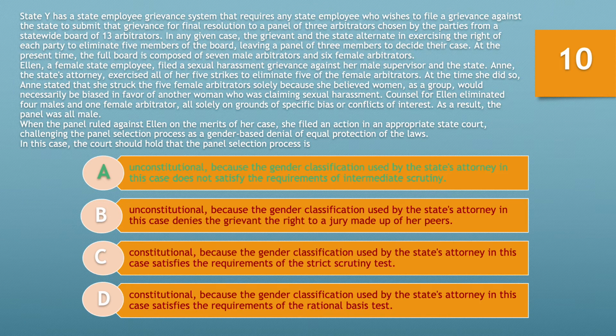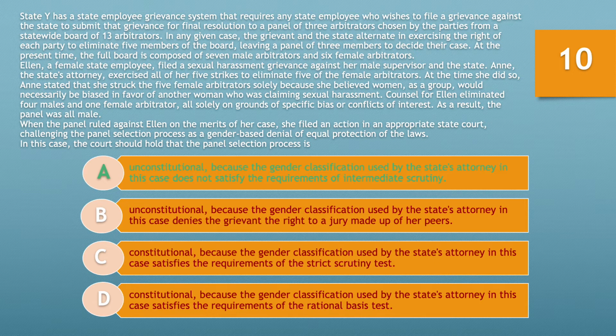Now, if you chose option A, you'd be correct. Unconstitutional because the gender classification used by the state's attorney in this case does not satisfy the requirements of intermediate scrutiny. The rule is that gender-based classifications must meet intermediate scrutiny. Furthermore, in both civil and criminal cases, the discriminatory use of peremptory challenges on the basis of gender by either defense or the prosecution violates equal protection. In essence, if you recall back to the Batson case, this would be a perfect example of that.